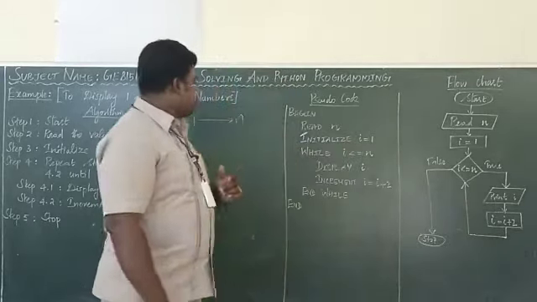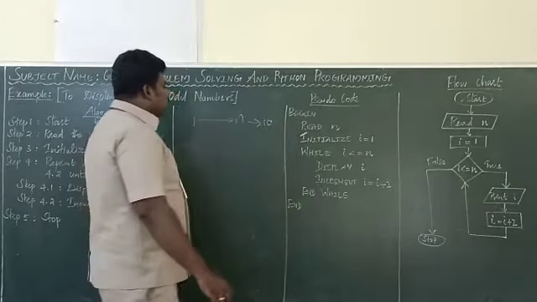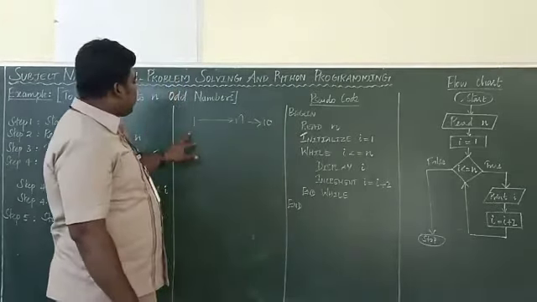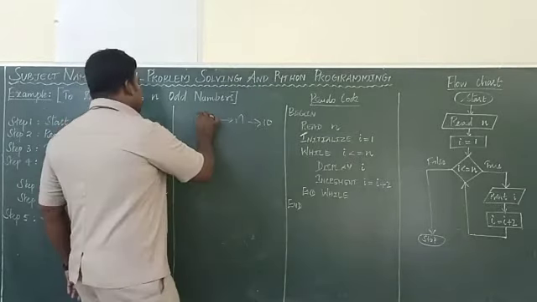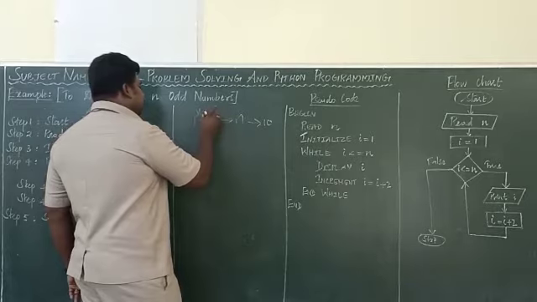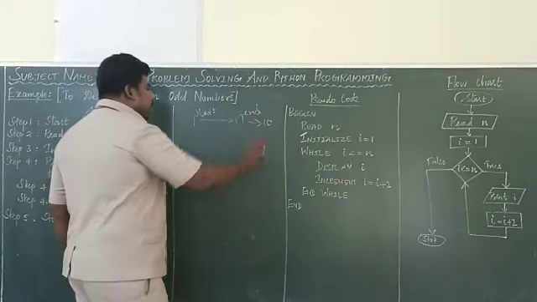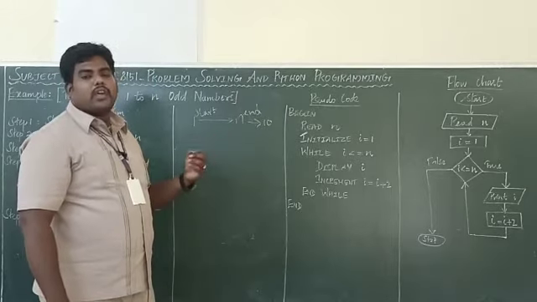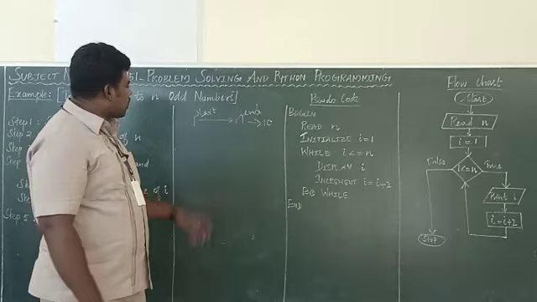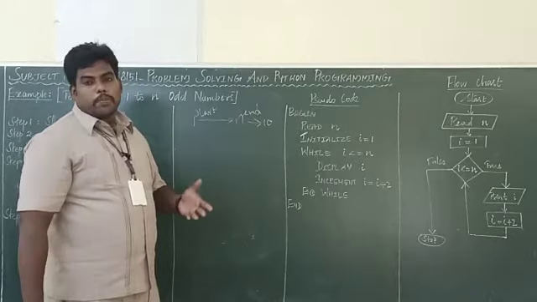So here, 1 to n. For example, my n is 10. I want to display the odd numbers in between. This is the starting position and this is the end. In between 1 to 10, whatever odd numbers are there, I want to display them. That's the logic. First, I am going to use the looping concept.